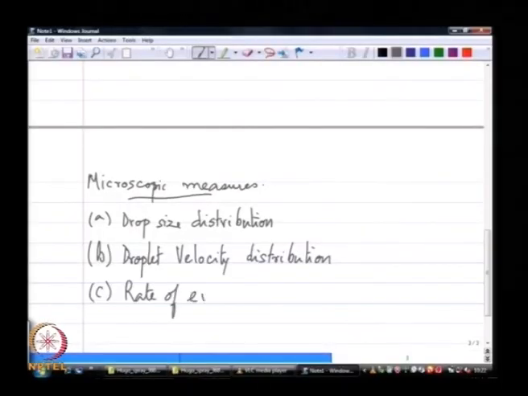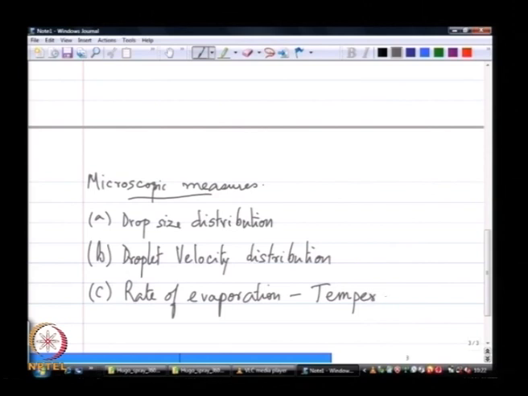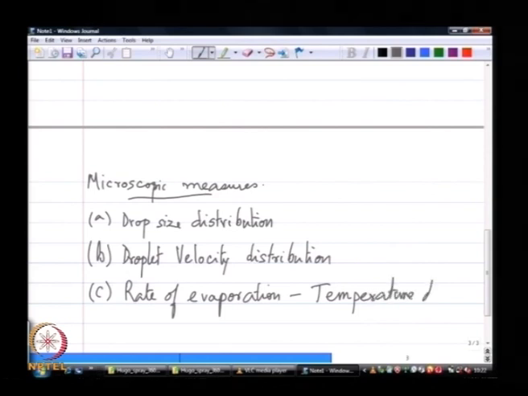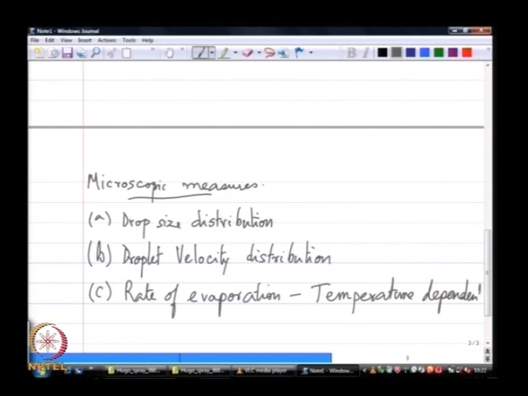I can look at in a typical spray like a perfume spray, we looked at this yesterday as well in the last class. We are interested in a rate of evaporation or temperature dependence, which is clearly temperature dependent. Okay. So, from there I can say somehow there is also this idea that there is a droplet temperature distribution.